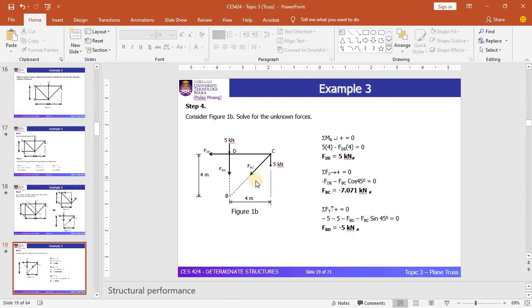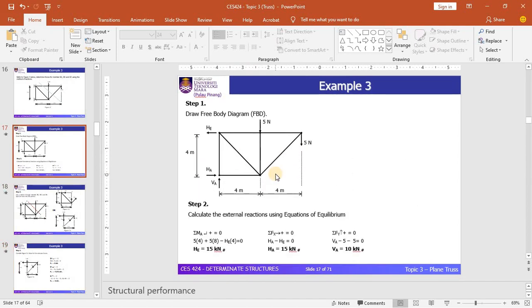In the solution, the upper portion has been selected, meaning that the reactions at the supports are not used to solve this problem. In other words, that step is not required here. This is the free body diagram for the upper portion. The first assumption is that all the unknown forces are in tension, so all the arrows point outward from the joint. You can see that FBC is outward from the joint, and FBD and FDE as well.